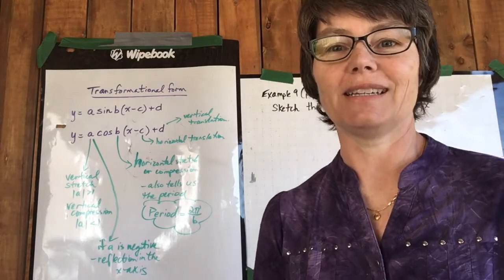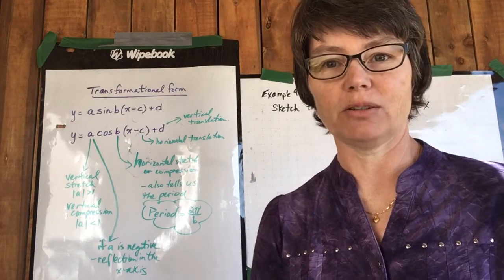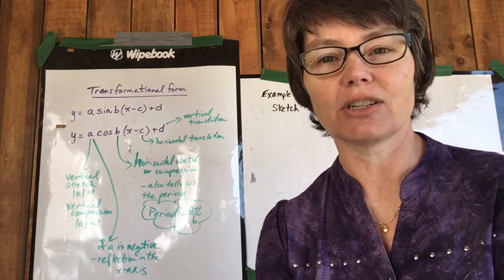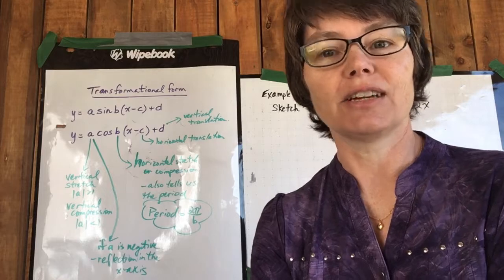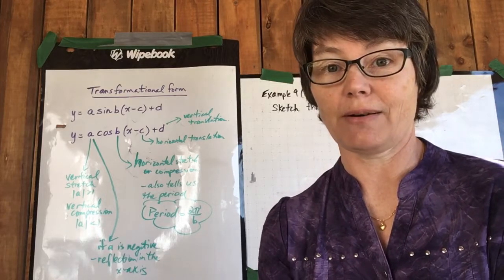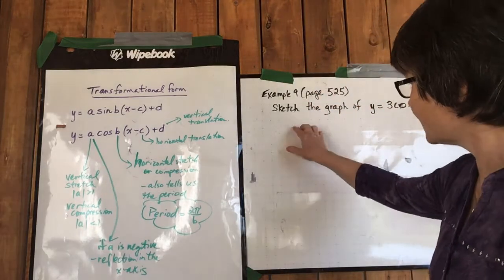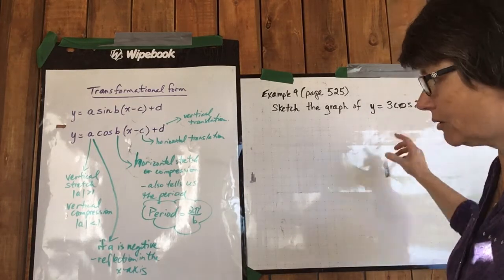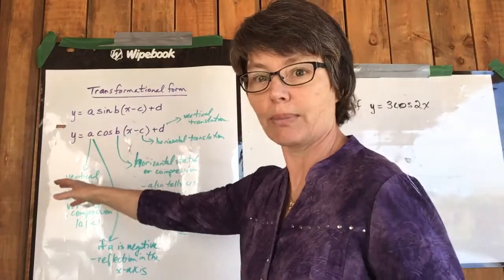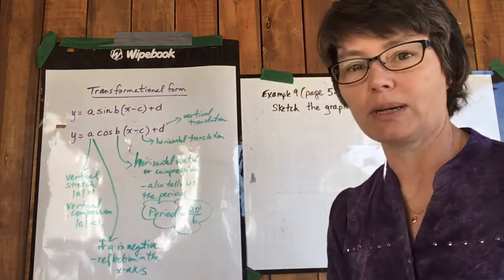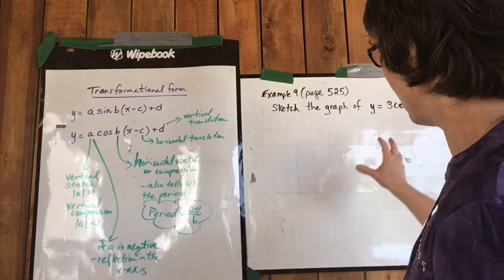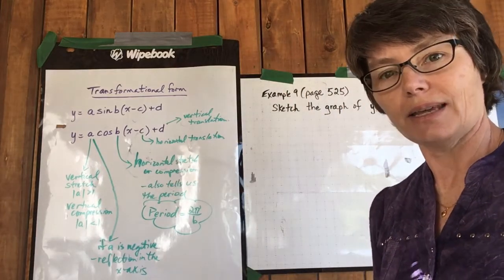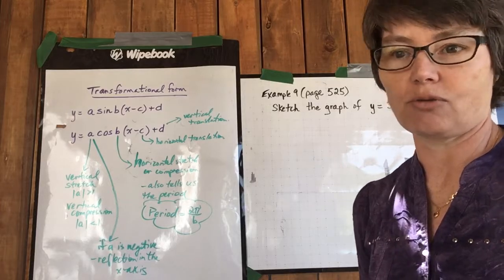Hello everyone, we're looking at example 9 on page 525 from your textbook. Now we're going to start graphing cosine functions and sine functions that are given to us with some transformations in there. Example 9 says sketch the graph of y equals 3 cos 2x. The first thing you want to be thinking about is going back to here and thinking about what transformational form looks like, what position these numbers are in as far as transformations go, and then how we translate that into how I draw the graph.